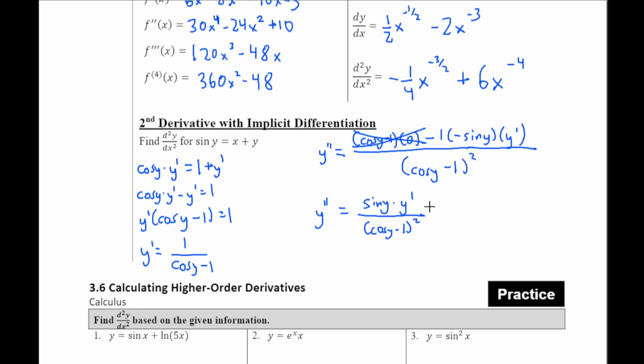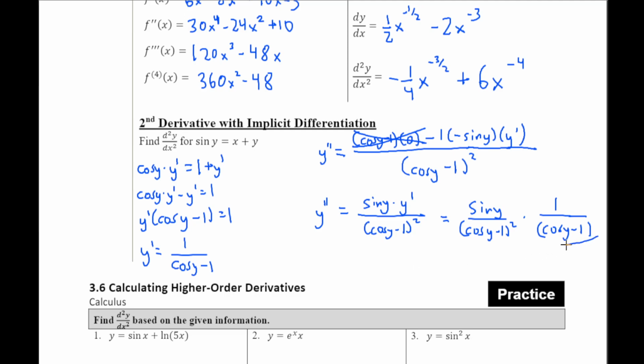So you can rewrite this as, let's just leave the sine y over cosine of y minus 1 squared, and then we multiply by y prime. And y prime is 1 over cosine y minus 1. Just like that. And this here is your final answer.